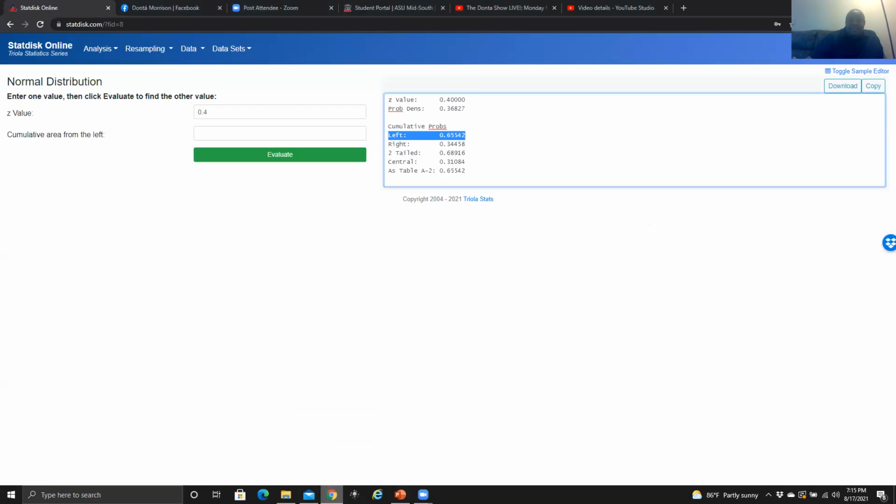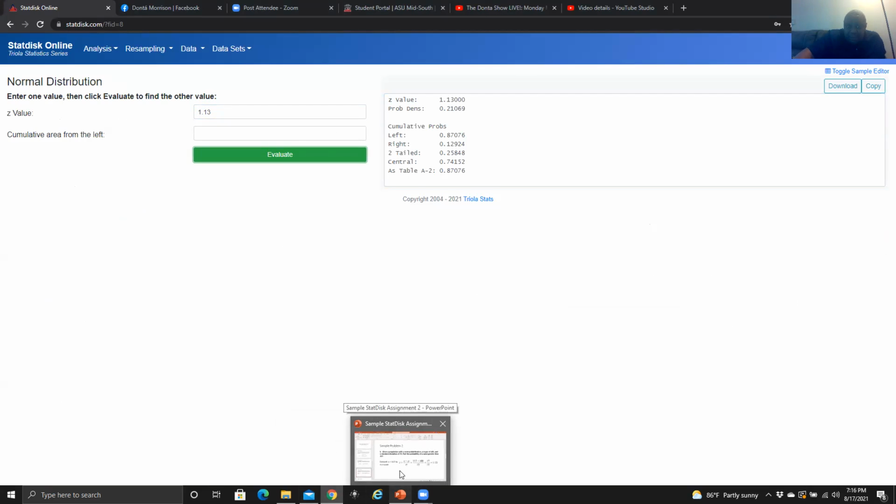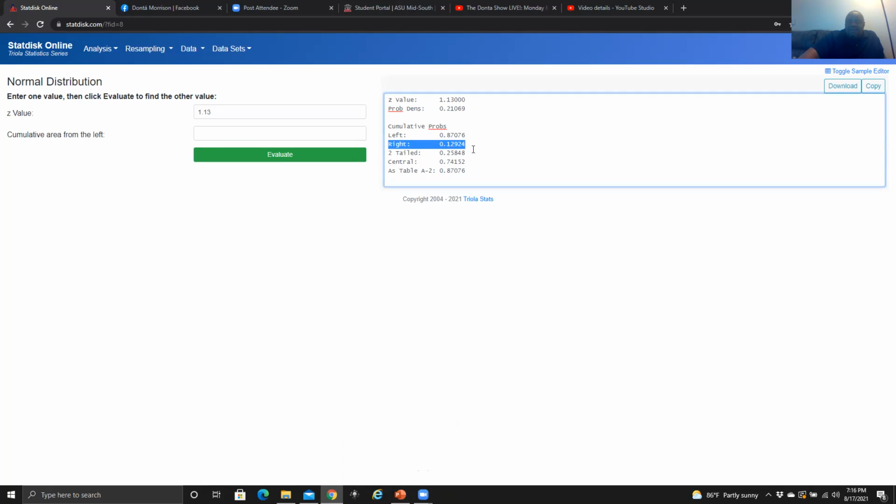So let's go back to StatDisk. We're still on a normal distribution. So here your z value will be 1.13. You type that in, and then click on evaluate. We always leave the cumulative area from the left blank. And it does say greater than 117, so we need to look at the one that says the cumulative probability from the right. And that value will be 0.1292 if we round it to 4 decimal places.